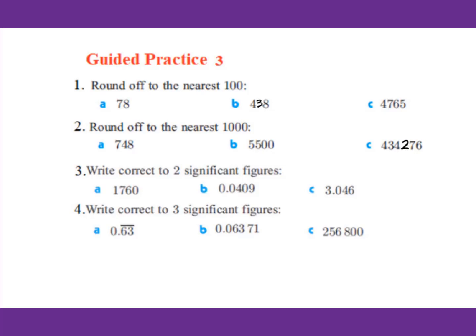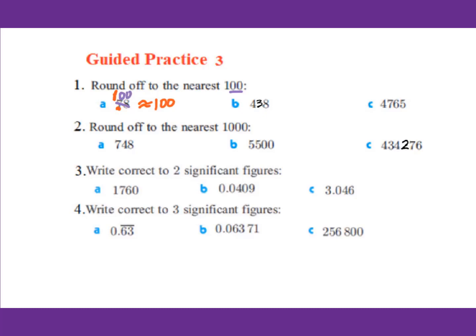For number 1, round off to the nearest 100. So we will change the last 2 digits into 00. Then we cross out this number. For the first number you cross out, you have to decide whether to round up or round down. For this 7, we need to round up. So we change into 100.